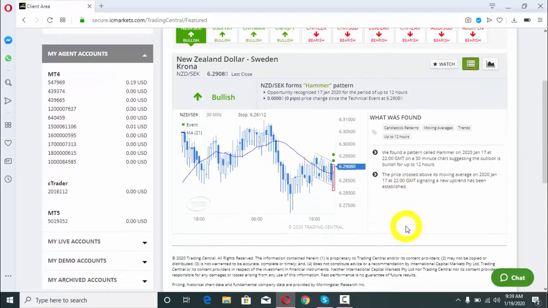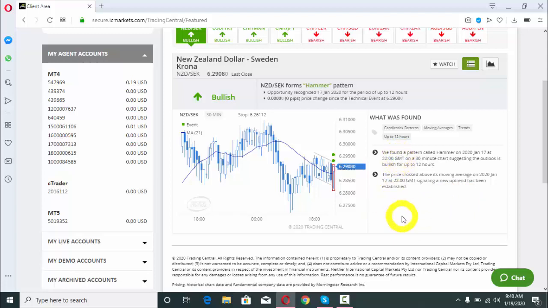Now this could be interesting for learning purposes because they are saying we found a pattern called hammer on 30 minutes, suggesting the outlook is bullish for up to 12 hours. Now they are saying this pair will remain bullish for the next 12 hours. Okay, this is their suggestion. The price crossed above its moving average on 17 January, signaling a new uptrend has been established.